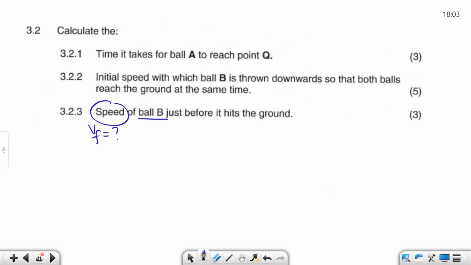Guys, what do we have? Give me a list of what we have now. We have VI, which is what? 27,56. What else? G is 9,8. Do we know time? If you want to. This one now you can use as many formulas that you want to use. VF equals VI plus AT. Do you have VF? Yes. Do you have VI? Yes. Do you have A? Yes. Do you have T? You're done.